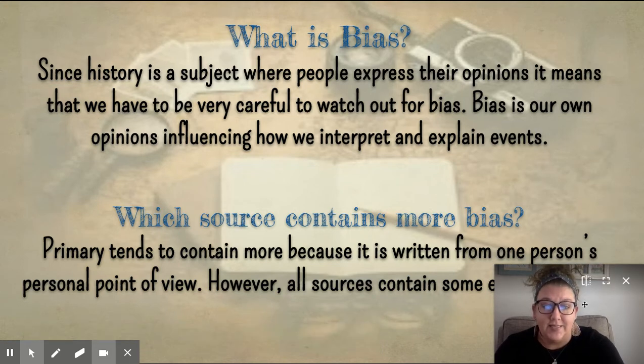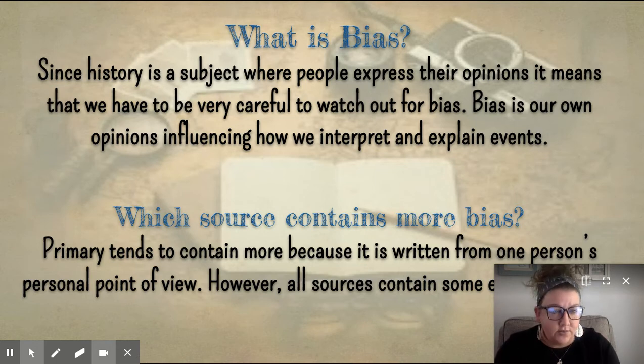Primary tends to contain more bias because it's written from their personal point of view. Secondary would have bias because, for example, a textbook. Textbooks are written by companies. We are all full of bias. So the person writing that story, the person doing the analysis, is going to have their bias come through naturally in a secondary source.